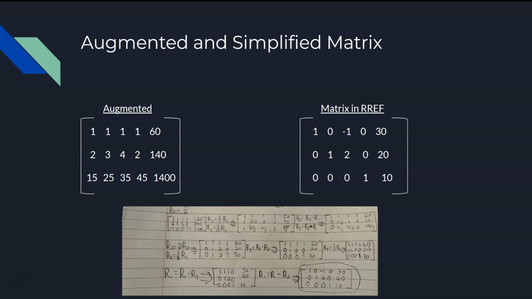The next step was to multiply R2 by 2 and R3 by 3 over 2, and subtract R2 from R3. The next step was to divide R3 by 3 and subtract R3 from R1, and the final step was to subtract R2 from R1, which would result in the matrix shown on the right, which is in reduced row echelon form.